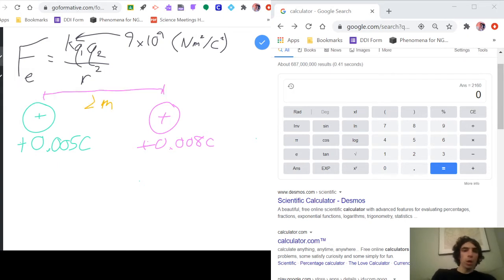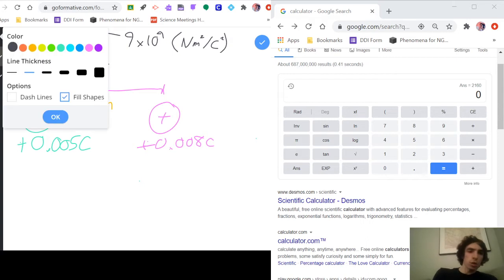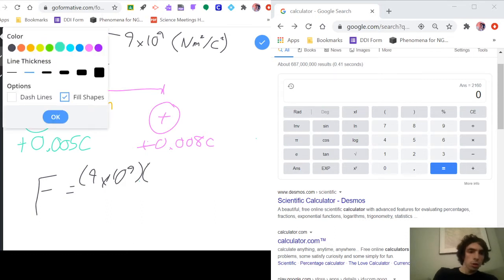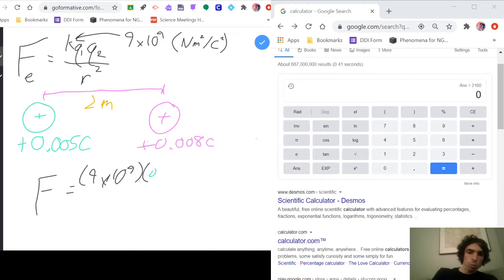So we're going to plug in first our constant, 9 times 10 to the 9th. Then we're going to plug in our first charge, 0.005 coulombs.